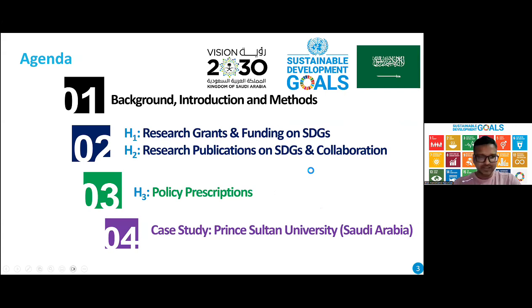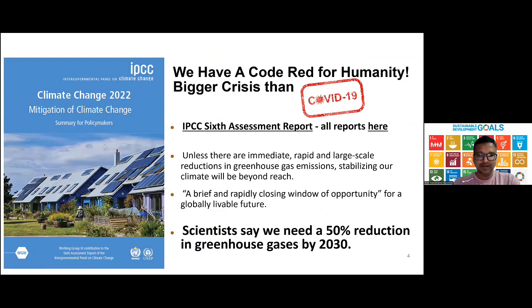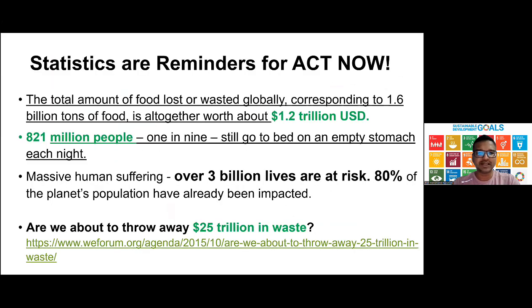So as you all know, the IPCC, the Intergovernmental Panel on Climate Change, every year produces a report, and the recent report says we need a 50% reduction in greenhouse gases by 2030. Then some of the statistics are really shocking, and it's just a wake-up call for all of us: the policymakers, academics, the community, and so on.